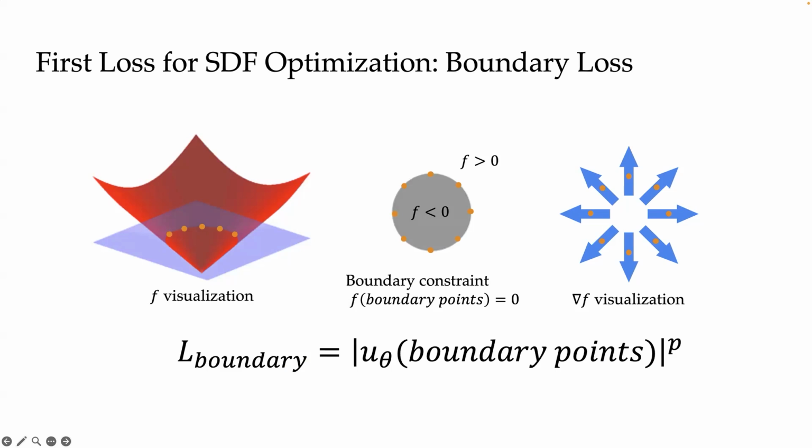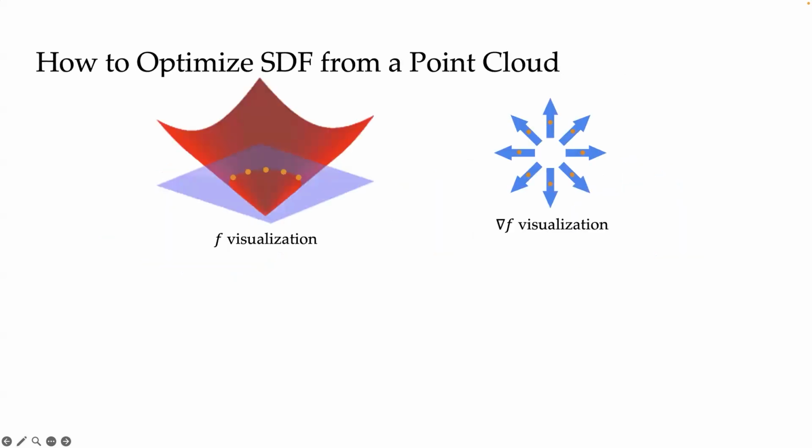However, this loss alone is not sufficient. If we only optimize for 0 values on the surface points, the network just provides 0 everywhere, a solution that completely fails to reconstruct the distance field. What do we need? Let me show you the first group of candidates. These methods are based on some properties that a perfect SDF should have.